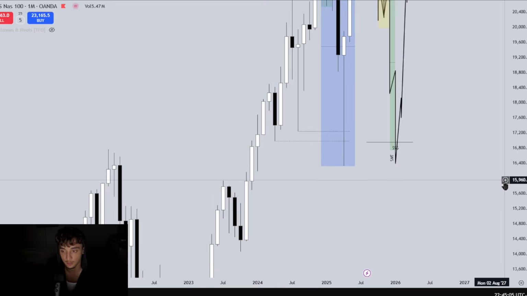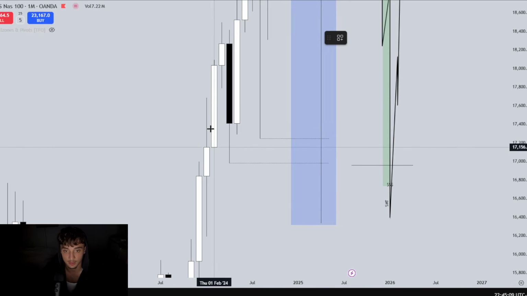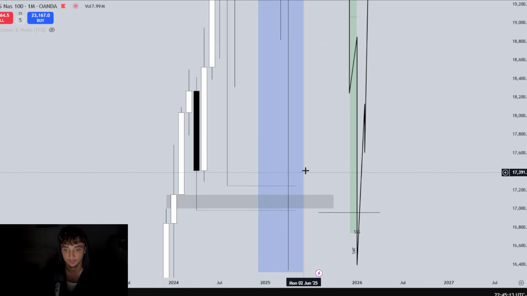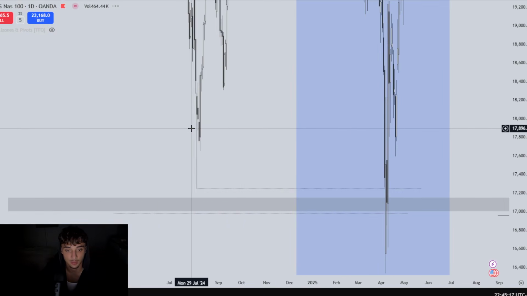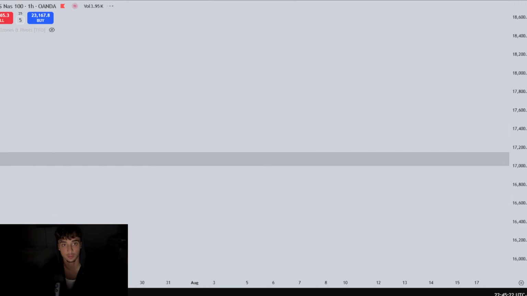Depends if there is a volume imbalance. I mean, first of all, we came into this one right here, so I guess you could say we dropped into this fair value gap right there. And yeah, it's the monthly fair value gap. Let's check the weekly again. Yeah, there's nothing really too important.